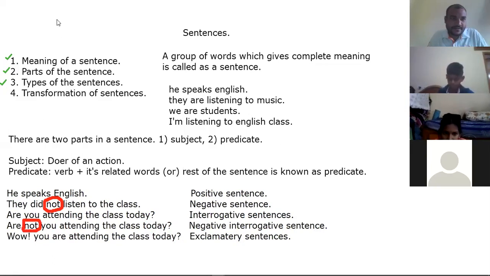So now, what is the next thing we are going to discuss today? Transformation of sentences. So what is the fourth one we are discussing? Transformation of sentences. Very good. Now I'm going to wipe all these things and we are going to discuss the fourth aspect in detail. Is it clear?